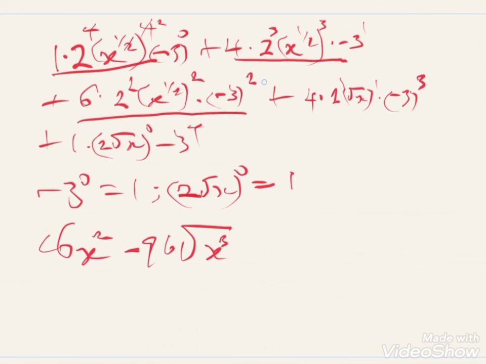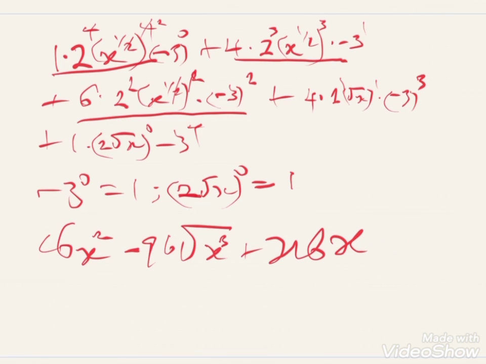Then, from this term here, because the power is an even number, minus 3 raised to the power 2 is plus 9. Then 9 times 6 gives me 54, and 54 times 4 gives me 216. So I have 216, then using these 2 and these 2 to cancel out, I have x alone, 216x.